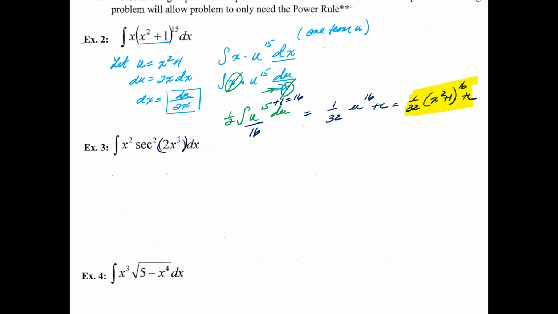Remember, the chain rule is always happening inside the parenthesis. So in this case, let's let u be 2x cubed. Then your derivative of u is going to be 6x squared dx, and your dx is going to equal du over 6x squared. Perfect. So then let's go ahead and substitute everything in.